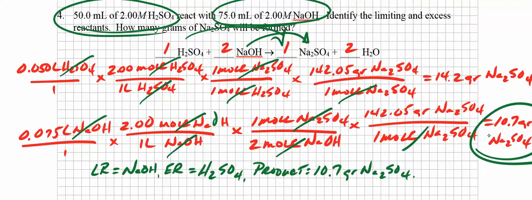And to find out the limiting reactant, I'm going to go back from here. So I'll go all the way back to sodium hydroxide. That's my limiting reactant. Sodium hydroxide is my limiting reactant. The other one, H2SO4, is my excess reactant, and I'm finished with number 4. Let's go to number 5.